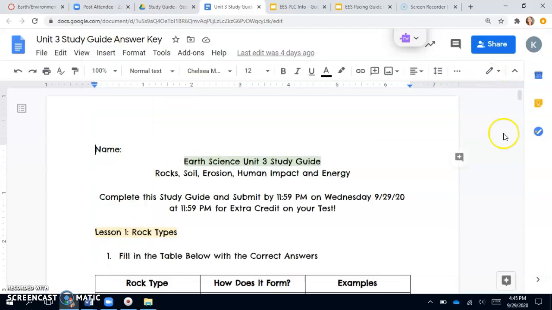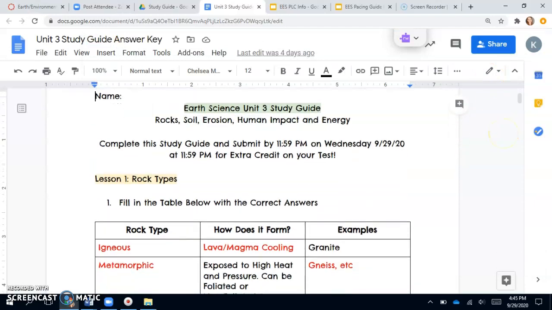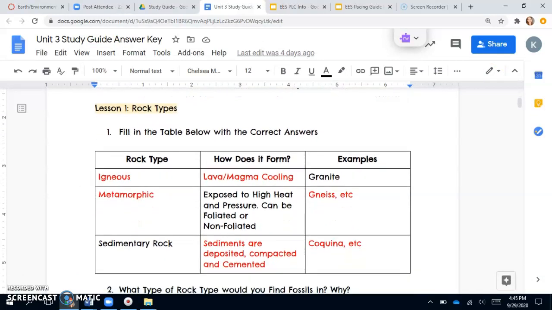Let's go ahead and get into this really quickly. So we're starting with lesson 1. I always break your study guides down by the lessons that we did so they flow in the same order in which we learned them. So lesson 1 was rock types, if we're going back to a couple weeks ago when we learned about the different types of rock. So there are 3 different types: igneous, metamorphic, and sedimentary.